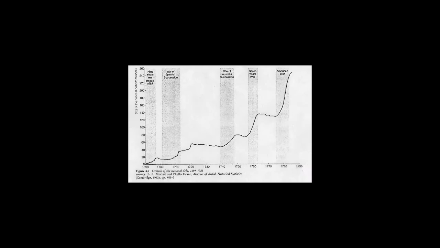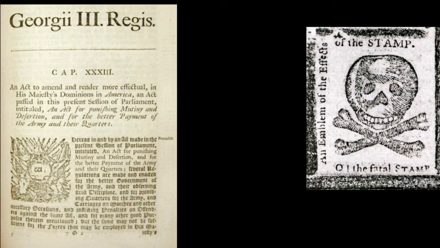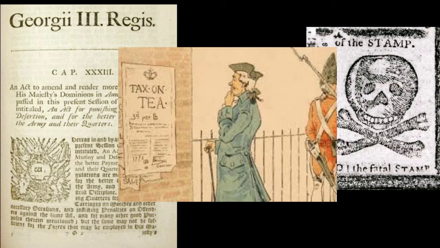colonies. British debt rose to £130 million by the end of the 7 Years' War in 1763, and Britain's solution to this was to more heavily tax its American colonies. With the heavy taxes such as the Sugar Act of 1764, Stamp Act of 1765, Townshend Act of 1767, and Tea Act of 1773, colonists became even more distrustful and hateful towards their overlords.